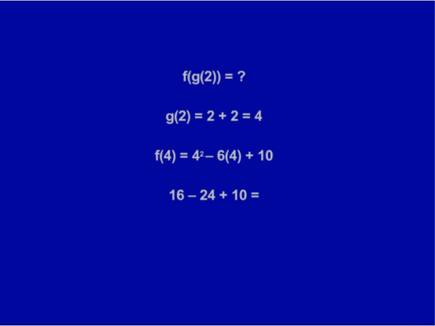Now we take that value. We've solved for g of 2 and seen that it's 4. We now substitute that 4 back into our original equation of f of x equals x squared minus 6x plus 10. Substituting the 4 in there, we see that we have 4 squared minus 6 times 4 plus 10, which is 16 minus 24 plus 10, which gives us 2.